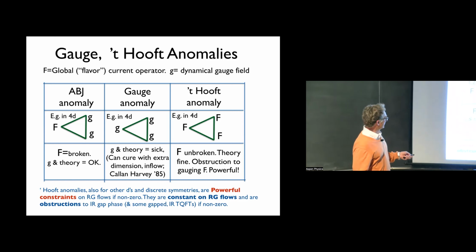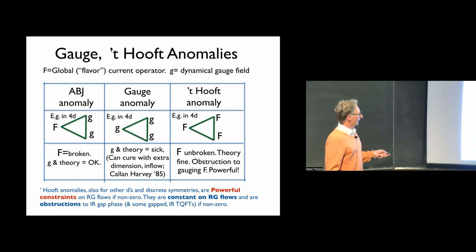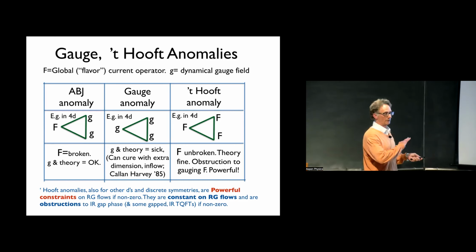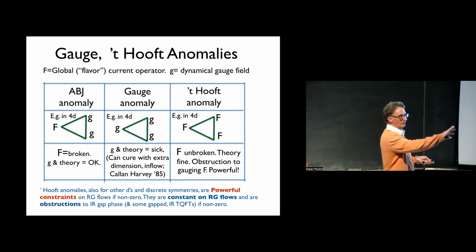But actually, this description in terms of inflow gives a good insight into that, because if you were to actually gauge it, you don't need 't Hooft's spectator fields. You could just have inflow to some topological theory in the extra dimension. And then that topological theory in the extra dimension can't have any dependence on the renormalization group. So that thing definitely stays constant in the entire RG trajectory. Yeah, so this description in terms of inflow really cleans up the argument.